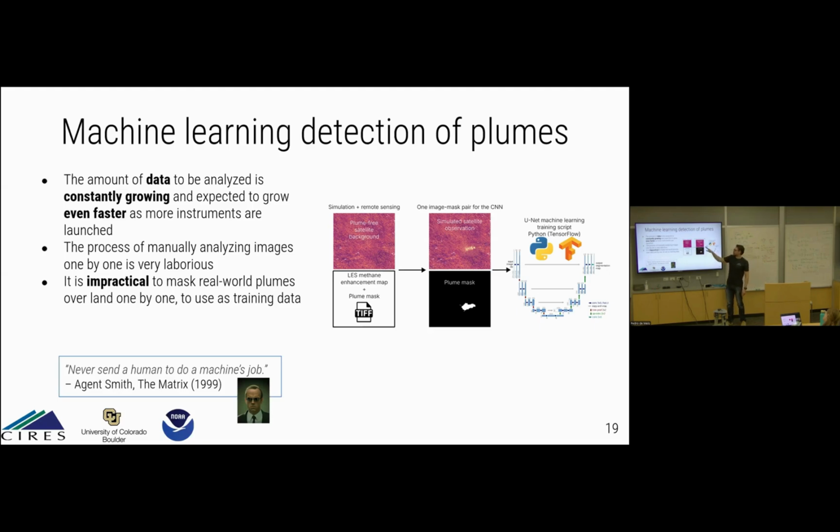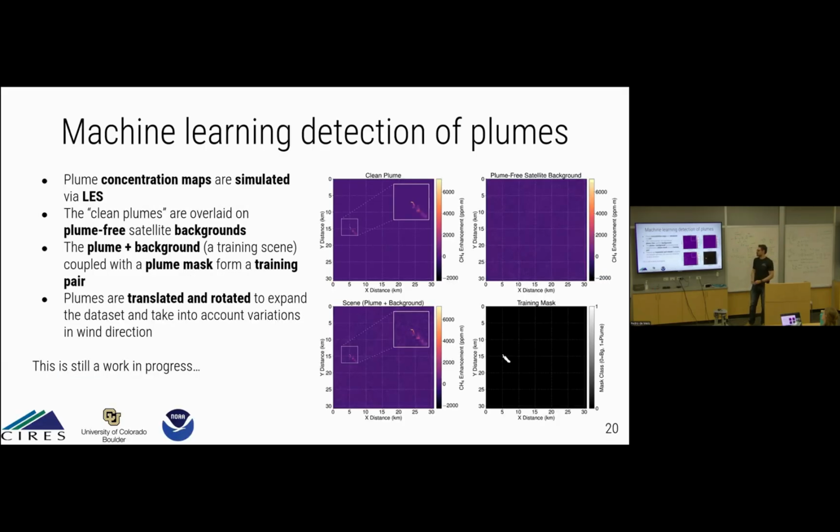Then we generate a simulated satellite observation, and we get the same plume mask from the masking process before, and then one image mask pair. So here we have a simulated satellite observation plus a plume mask, which will be one training point for our machine learning training script. We collect a bunch of those, give it to TensorFlow. TensorFlow is going to calculate the UNet parameters and then be able to identify plumes in images.